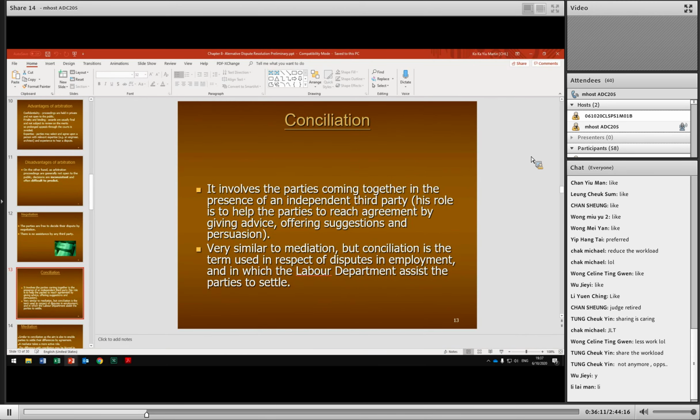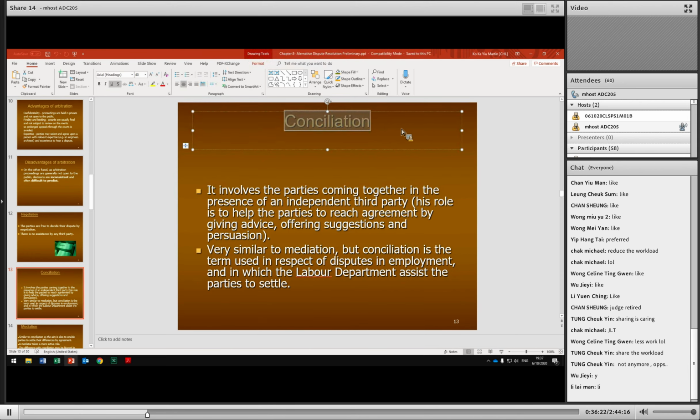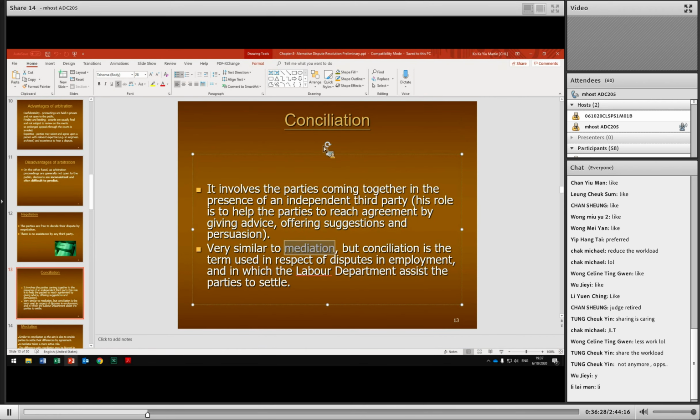And now we go to conciliation. Conciliation is very similar to mediation. So now there are not so many people using the term conciliation. Most people will use the term mediation instead of conciliation. So they are very similar.